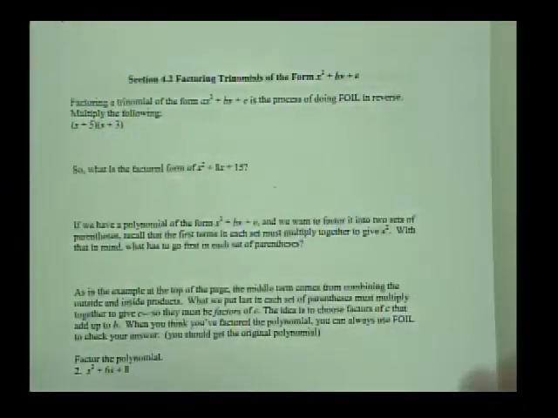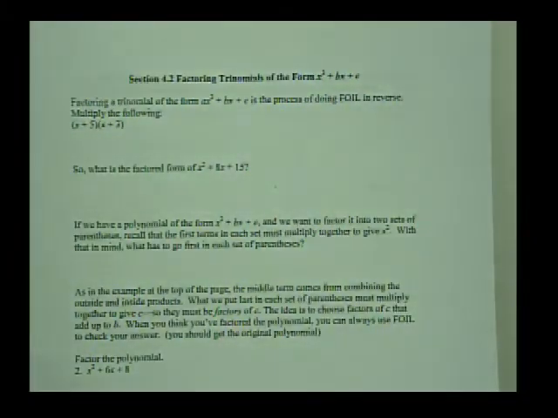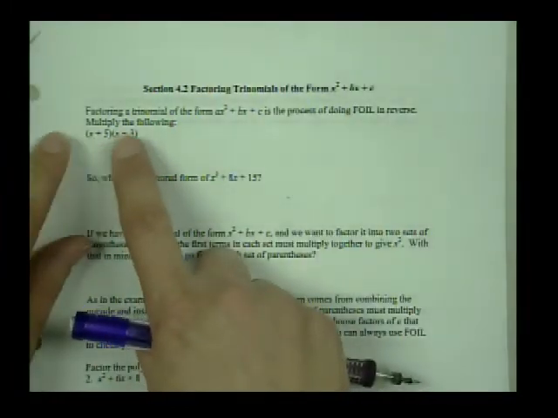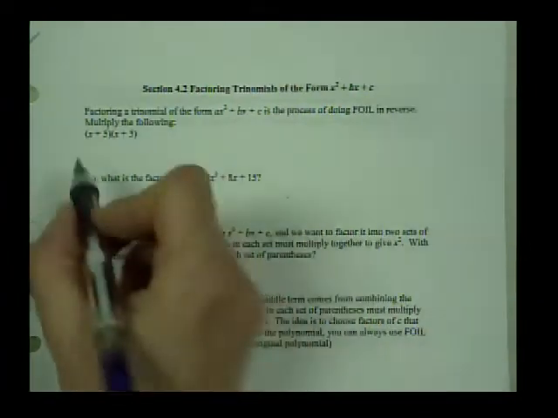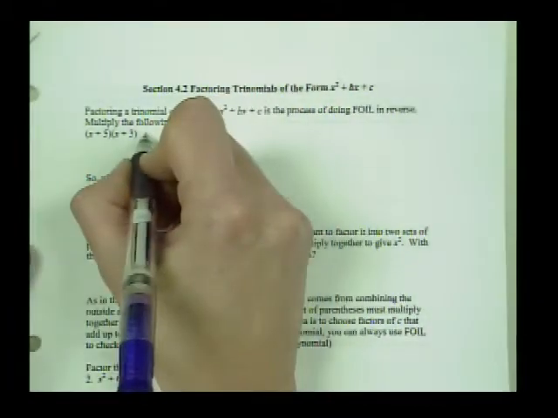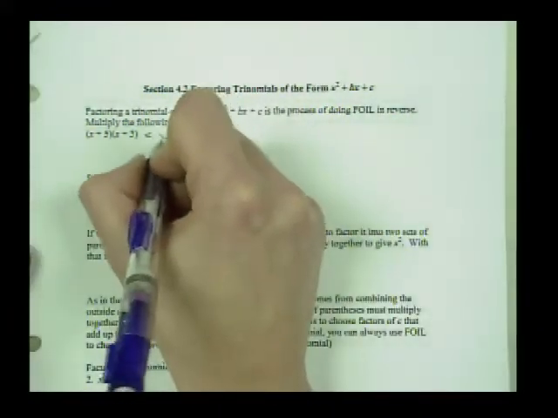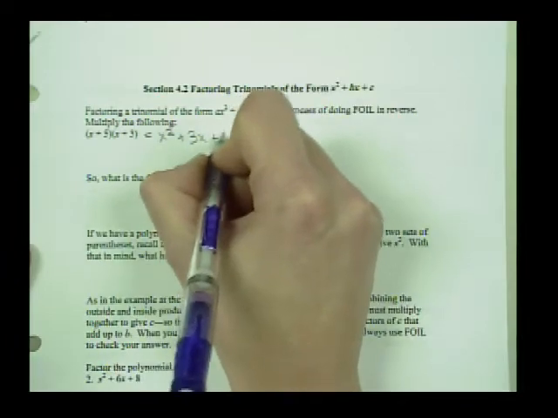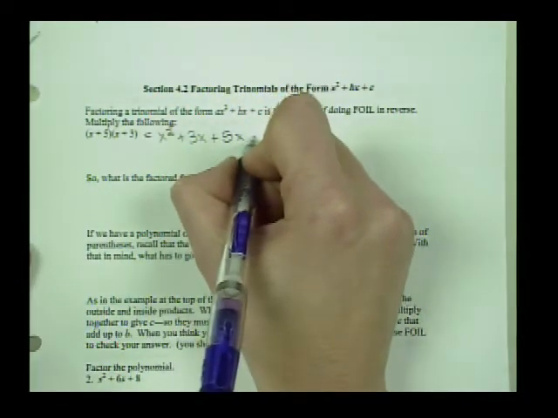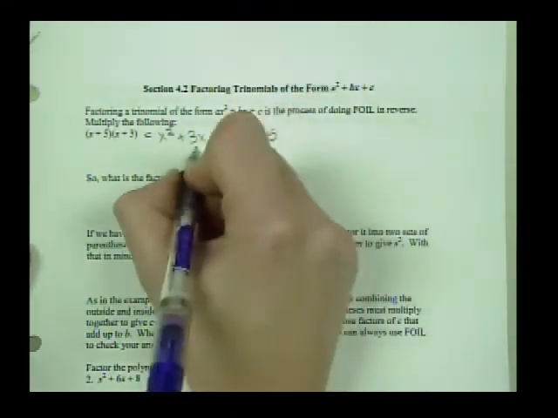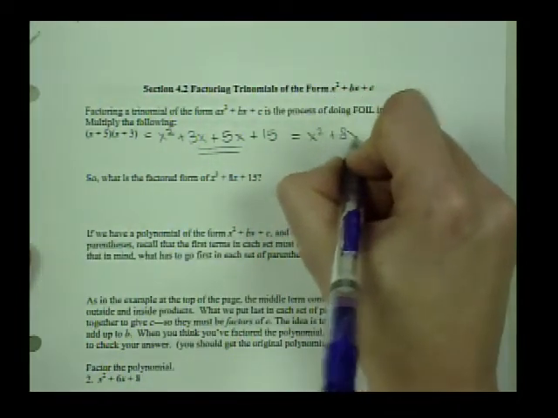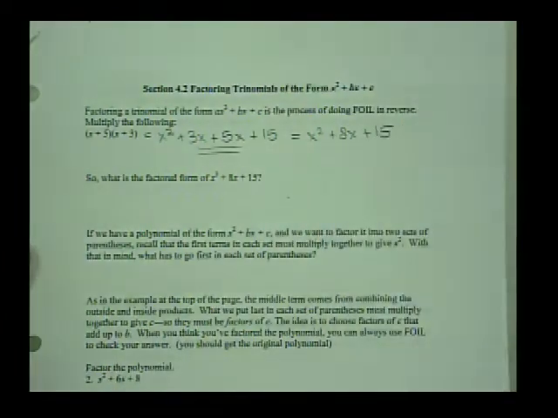But when we try to factor that, it's doing FOIL in reverse. Remember, FOIL we did in the last chapter. So FOIL, remember, means first, outside, inside, last. So when we multiply the first terms together, what do we get? X squared. And then the outside terms gives us plus 3x, and the inside terms gives us plus 5x, and the last terms give us plus 15. And then we can combine the two middle terms. So we get x squared plus 8x plus 15.